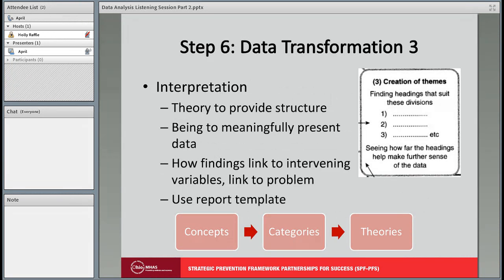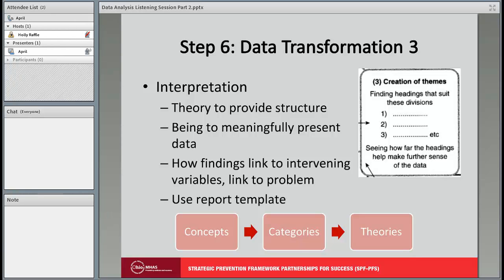Once we have the data categorized, the next step that we want to move into is interpretation. This is where we provide theory to provide structure to our data, and this is Holliday's step 3. We're trying to find headings that we could put onto these categorized responses that represent the meaning behind each of the categories. This is where we're going to be finding links to our intervening variables that we can link back to our problem of practice. And as we'll get into in a few minutes, we're going to provide you with a template that you can use to take these interpretive theories to your report level.